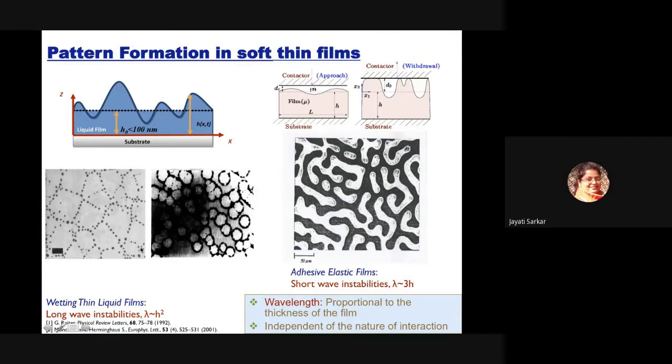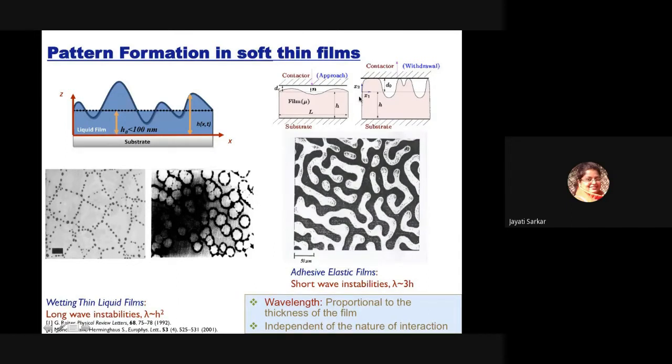Similarly, if there is an elastic film, so these are all experimental results that can be seen. These were done by Reiter's group in the year 1992, and they have seen that in dewetting thin liquid films, the instabilities that appear, or the wavelengths at which these patterns appear, are long wave, and it actually varies as h squared.